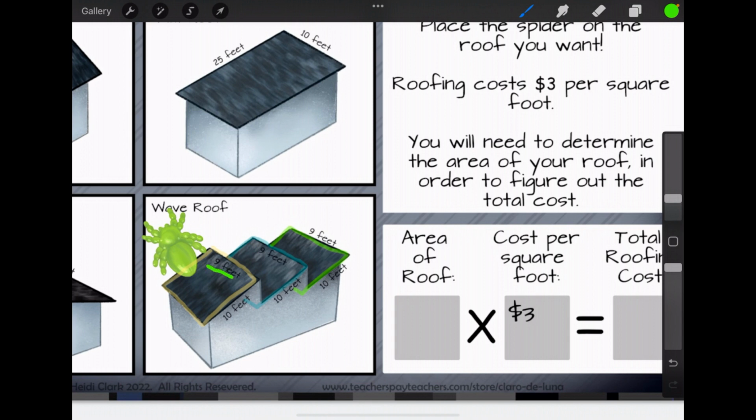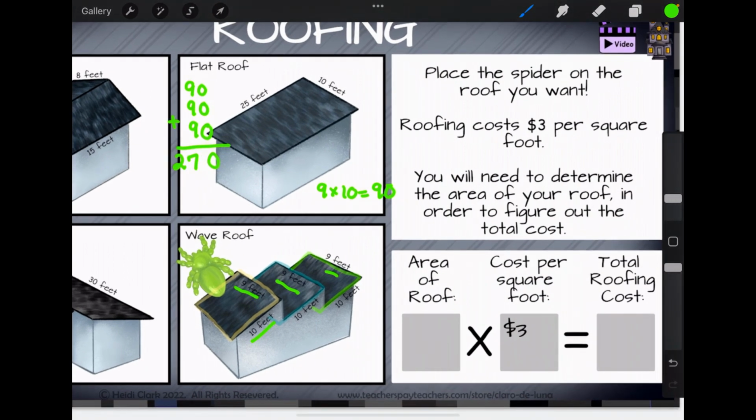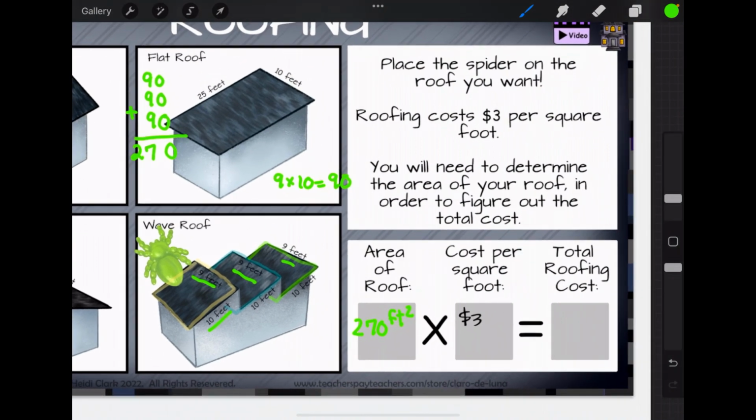So 9 times 10 is 90. And this one is also 9 times 10, which is 90 feet squared. And this one is 9 times 10, which is 90 feet squared. So I'm just going to add up 90 plus 90 plus 90, or you could do 90 times 3. And then I'll have the total area of my roof. 0 plus 0 plus 0, 9 plus 9 plus 9. That is the area of my roof. It is 270 feet squared. That's how many square feet I have to cover.